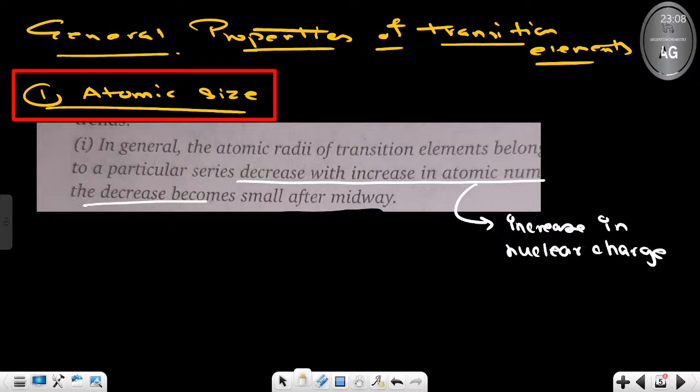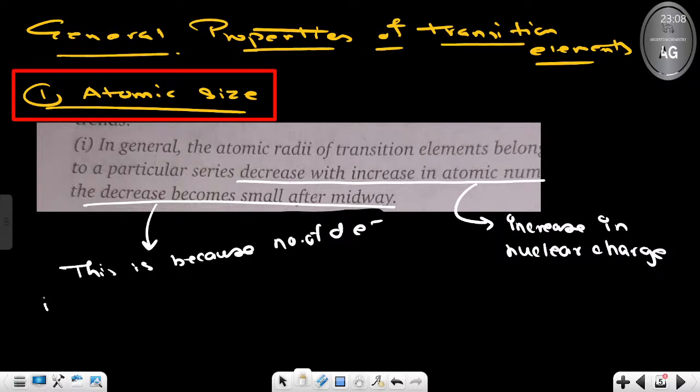But this difference which becomes small after midway is because the number of d electrons increases. You have to write that the number of d electrons increases as we move from left to right of the period. Okay, d electrons increase, therefore shielding increases. Clear? So the main point that you have to write in your answer is that the number of d electrons increases and therefore the shielding effect increases.